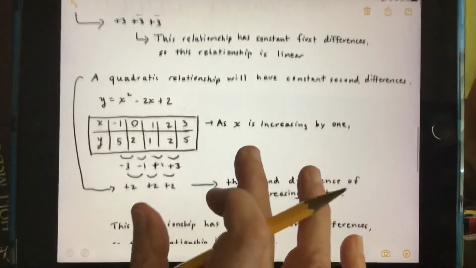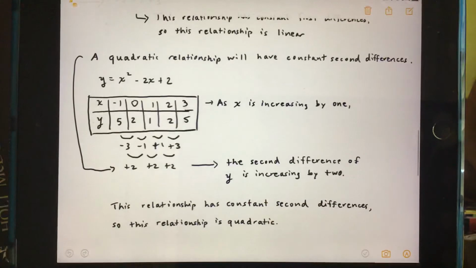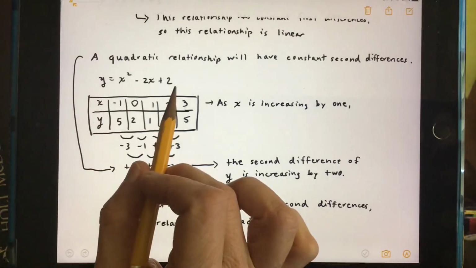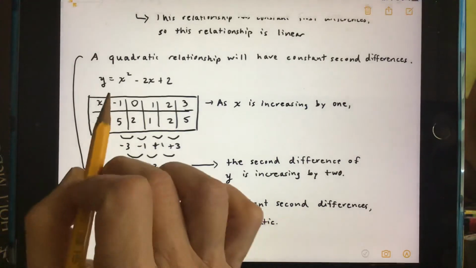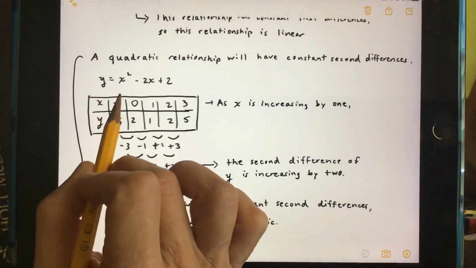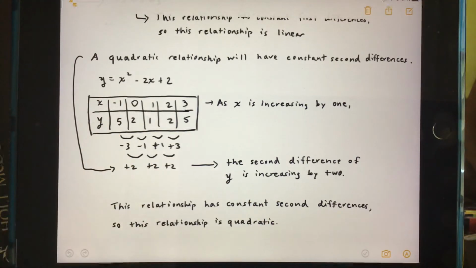What about a quadratic relationship? Well, a quadratic relationship will have what we call constant second differences. So here is the equation that I'm plugging into. We recognize this as a quadratic relationship because we see y and we see x squared, but we're not going to use the equation to conclude this is a quadratic relationship.